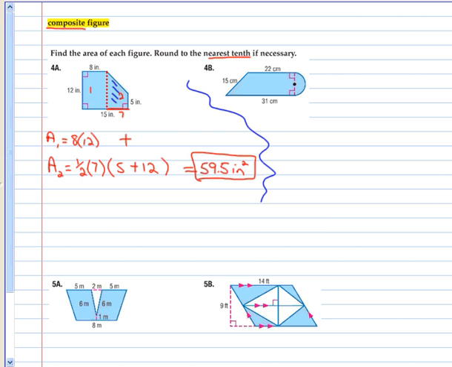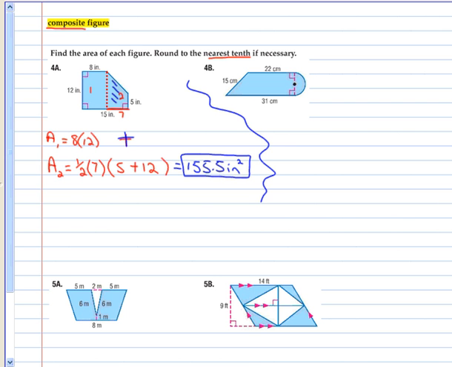Is that not the area of the whole thing? No, that's the area of the trapezoid. Oh, we need to add the 8 times 12. We want the area of the whole thing. So we've added it both together. 155.5? 155.5 inches squared.